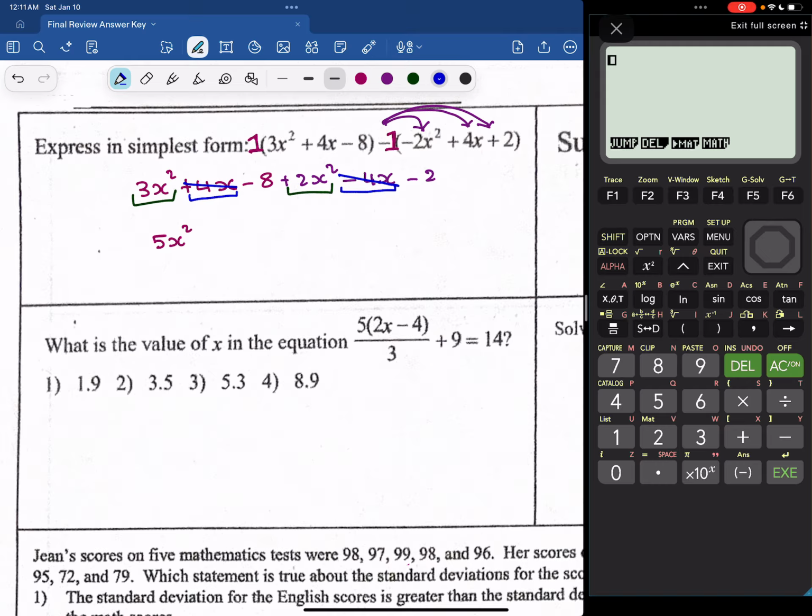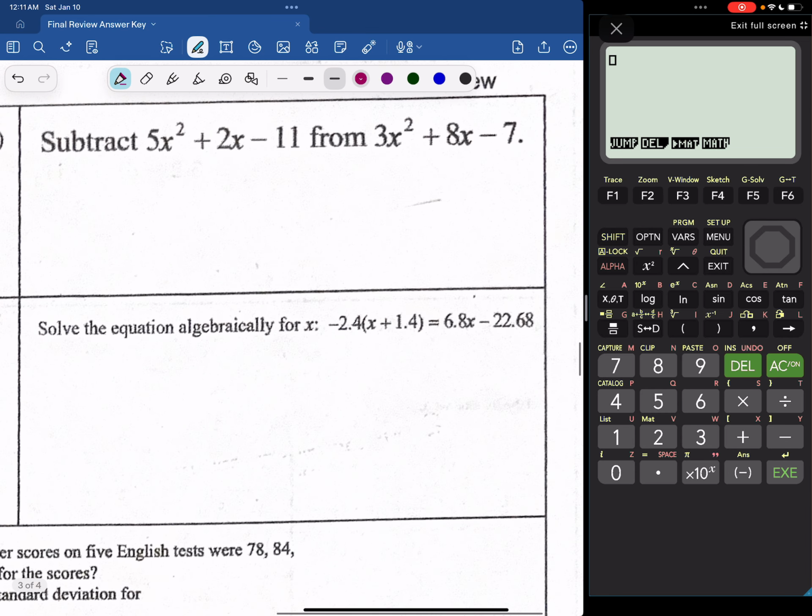That's it. And then our last pair of like terms are -8 minus 2. So -8 minus 2 is just going to be -10. So our final answer in simplest form is 5x squared minus 10, and that's it.